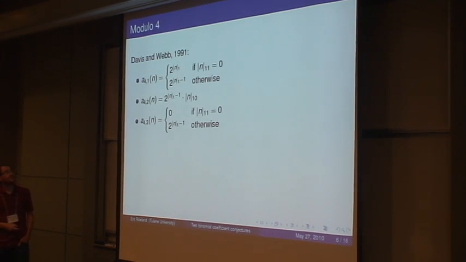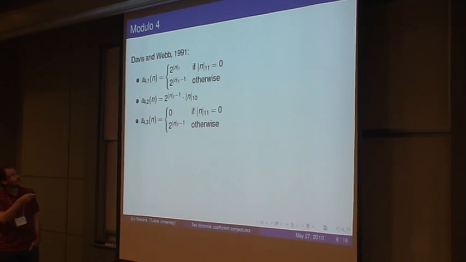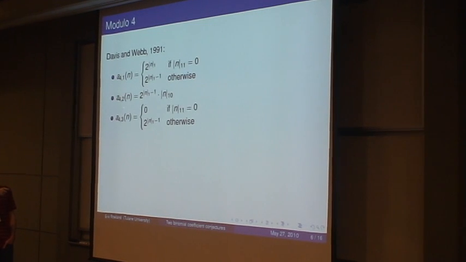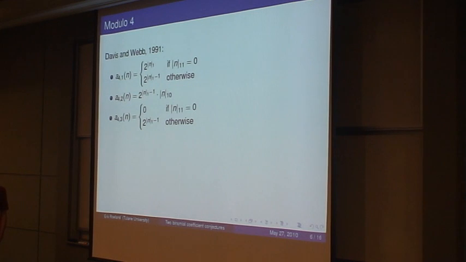Okay, so that's the situation with primes. What about prime powers? Mod 4 was the first prime power to be considered. In 1991, Davis and Webb gave these formulas for the number of entries congruent to 1, 2, and 3 mod 4 on the nth row of Pascal's triangle.